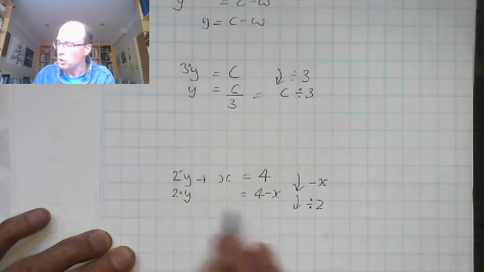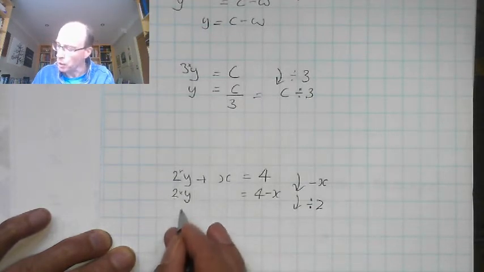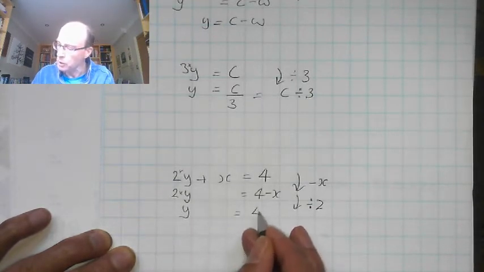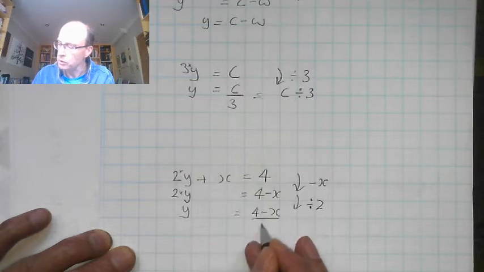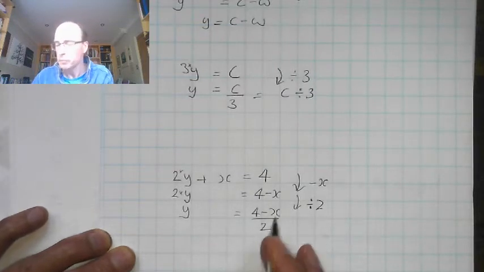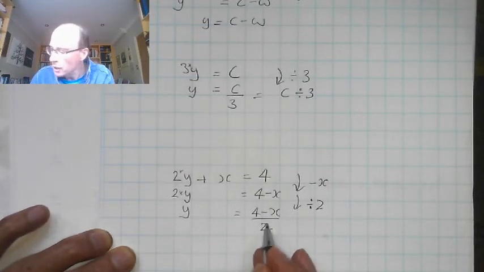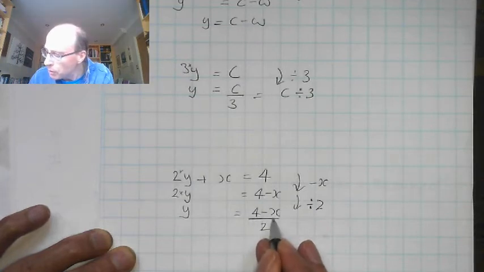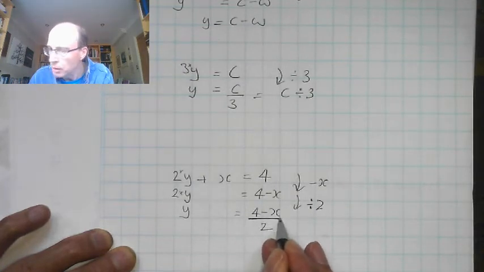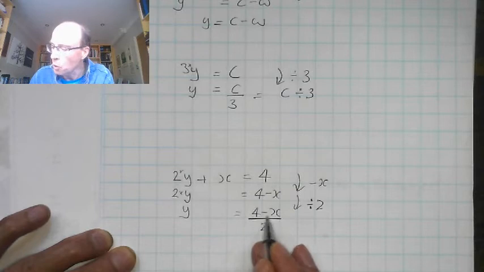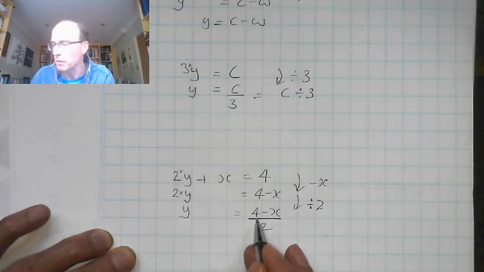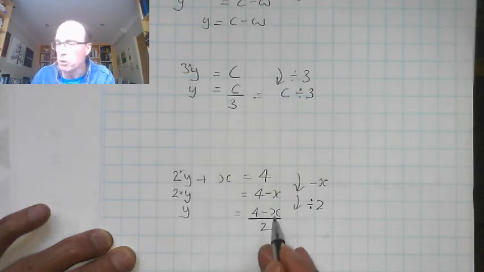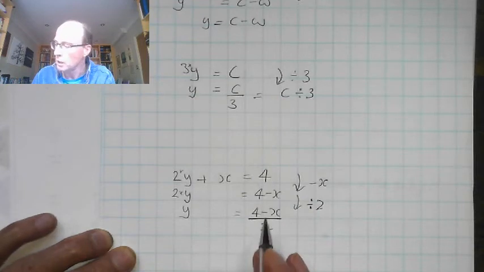So 2 divided by 2 is 1, so I've got 1 lot of y, and that's equal to 4 minus x divided by 2. I've written it as a fraction. You need to make sure if you do that your fraction line is nice and long. It needs to cover all of the 4 minus x, because I need to divide both parts of those by 2. So 4 minus x all divided by 2.